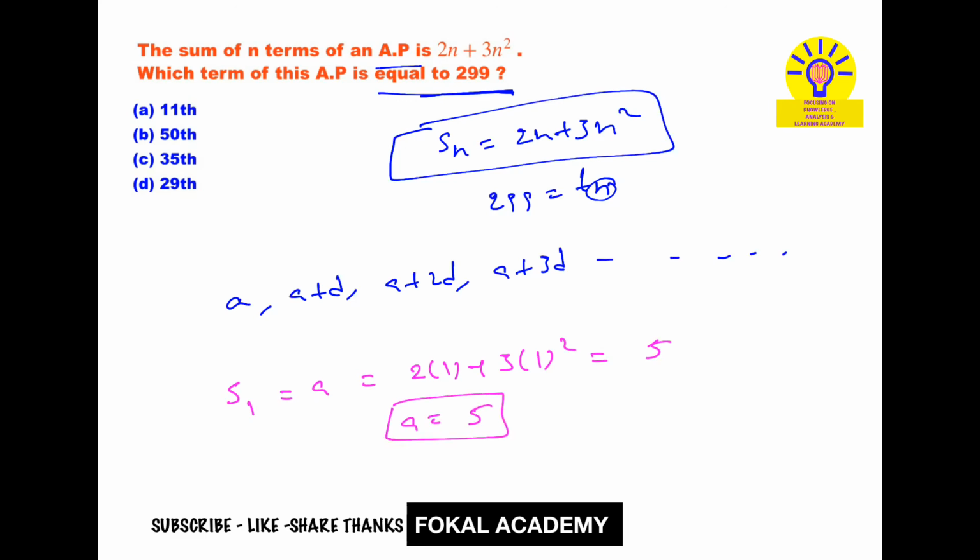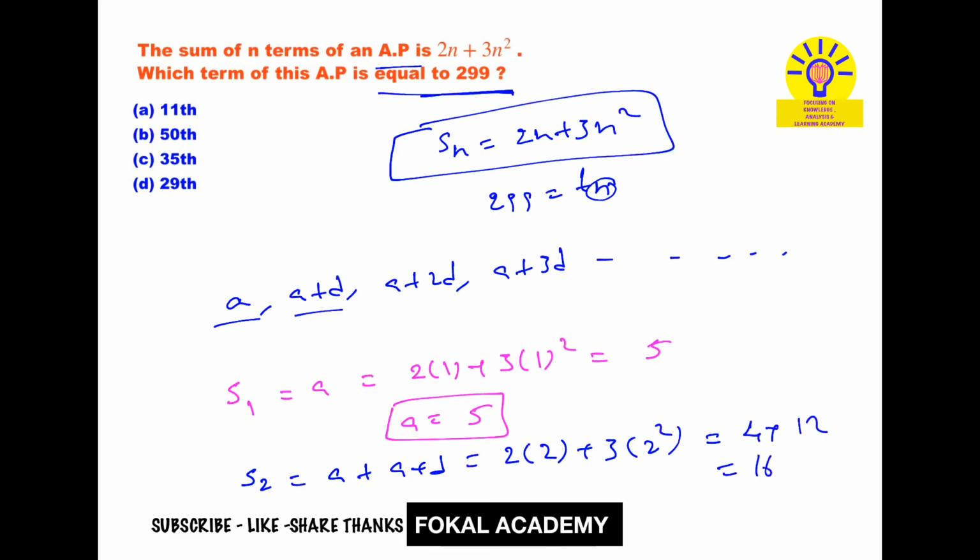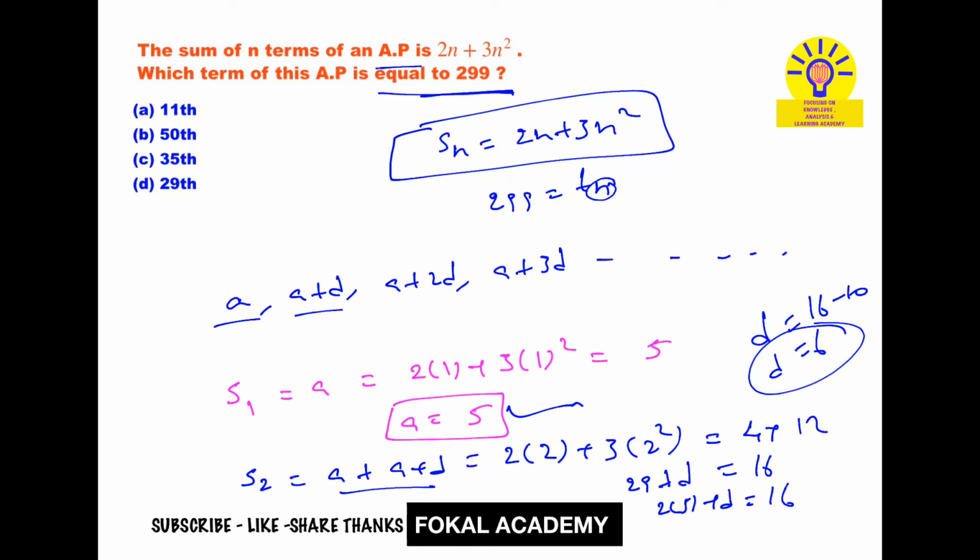Next, sum of two terms. Sum of two terms is nothing but this is term 1 and this is term 2. That is a plus a plus d is equal to 2 into 2 plus 3 into 2 square. We get 4 plus 12, that is 16. So here 2a plus d, but we have a is equal to 5. So 2 into 5 plus d is equal to 16. From this we get d is equal to 16 minus 10. So d is equal to 6. The common difference is 6 and the first term is 5.